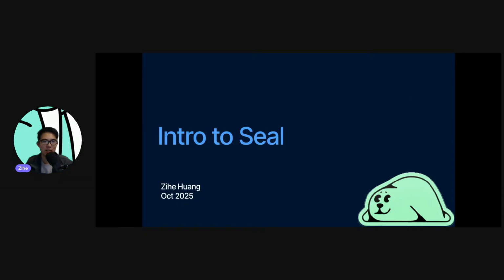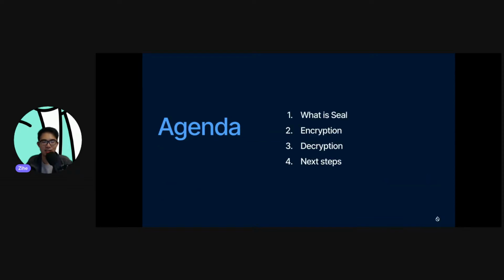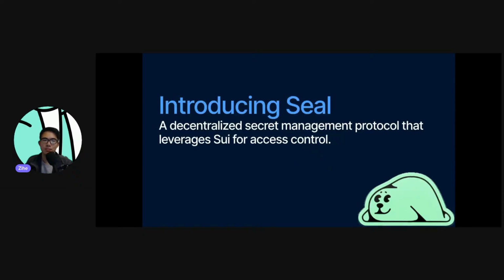I'm going to show you how to use Walrus and Seal to build more interesting decentralized applications. So here is today's agenda. We're going to go over what is Seal, how do you encrypt things with Seal, and how do you decrypt it, and then the next steps on your journey to the Walrus Haulout Hackathon. So what is Seal? Well, Seal is a decentralized secret management protocol that leverages Sui for access control. This sounds complicated, but essentially it's a tool that allows you to define who gets access to your encrypted data in a decentralized manner.